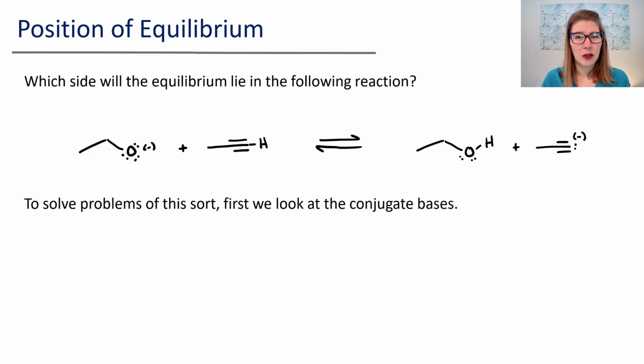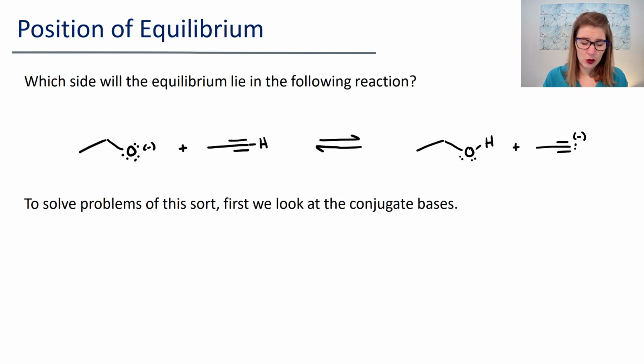One of the things that you have to remember is that the side of the weaker acid and weaker base is the side the equilibrium will lie to, because strong acids and bases always react to form the more stable and also weaker acids and bases. So instead of using pKa, we're going to look at the qualitative version here and look at just the structure.